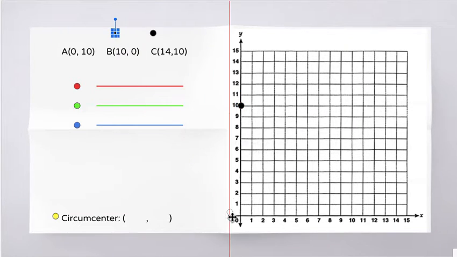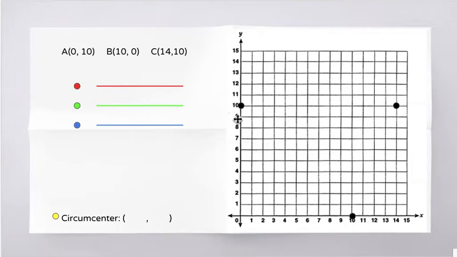The next point will be at 10, 0, so that's right 10 on the x-axis, and then up none. The last point is 14, 10. So 14 is the x value. I'm going to go right 14 and then up 10.